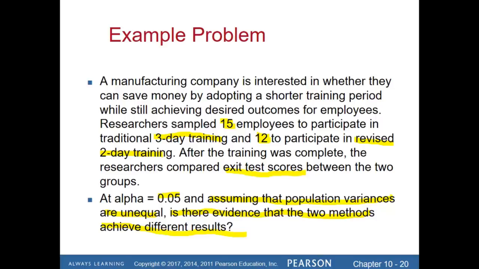We have to assume that those employees were randomly selected to participate either in the 2 or the 3-day training. So that gives us independent samples. With 15 and 12 in our 2 sample sizes, we do have to make the assumption that they were drawn from normally distributed populations. We're not given any information about that one way or the other, but just recognizing we do need to be able to make that assumption. And of course, I highlighted down here below, we are also assuming that the population variances are unequal.